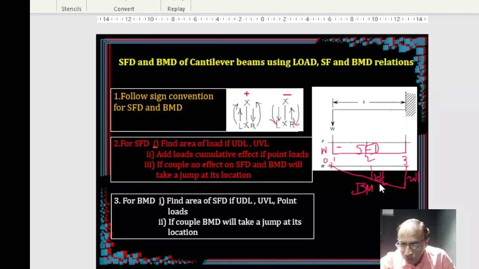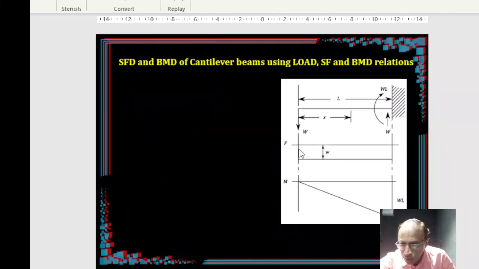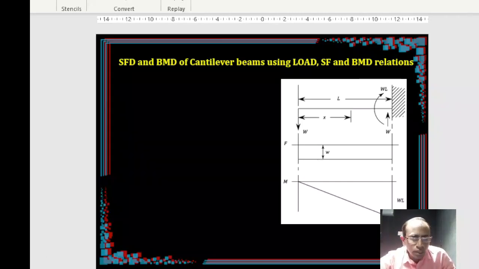So if you want to see from the scale point of view, this is exactly how it looks, right? WL and this W. So that's all about the shear force and bending moment diagram construction for cantilever beams using the concept of load, shear force, bending moment relationships.